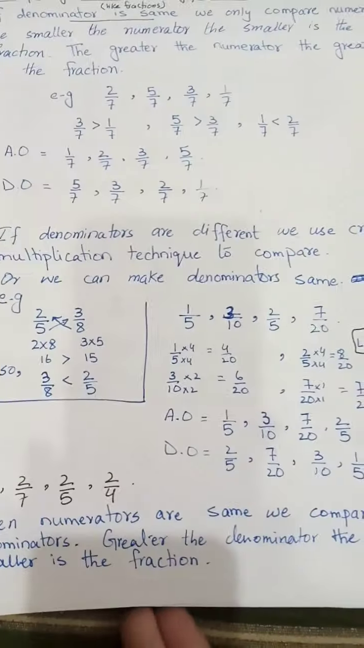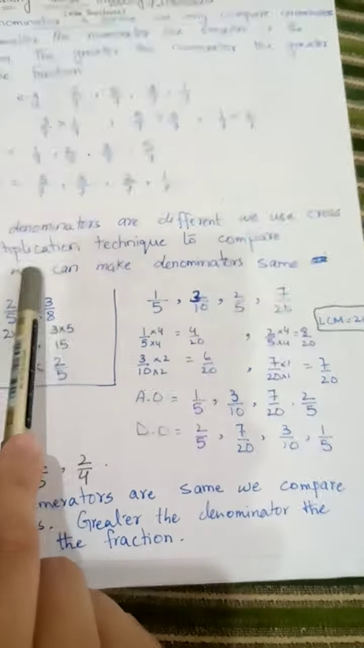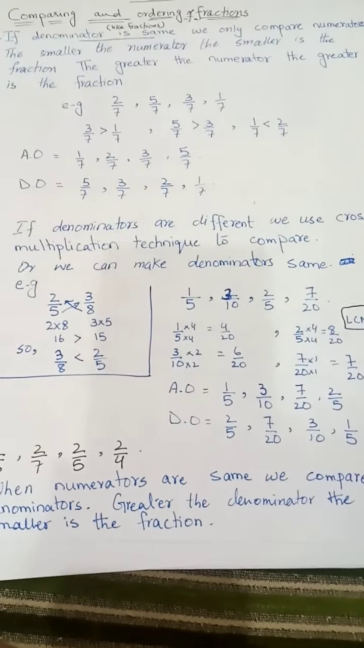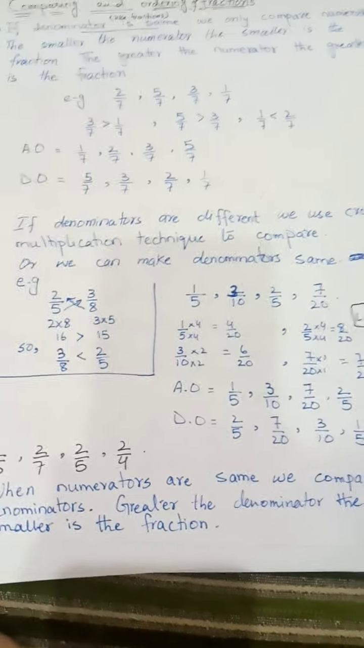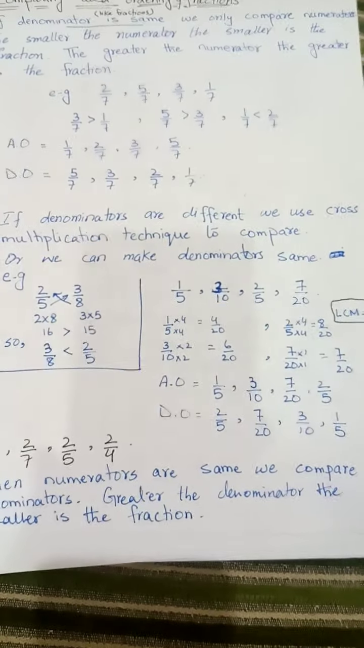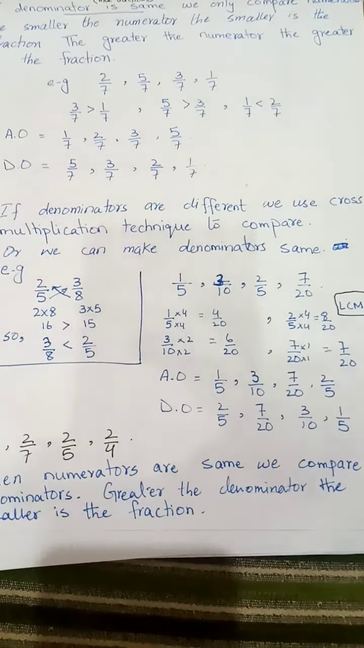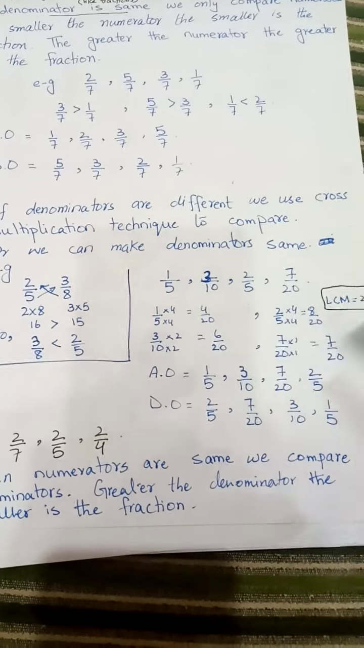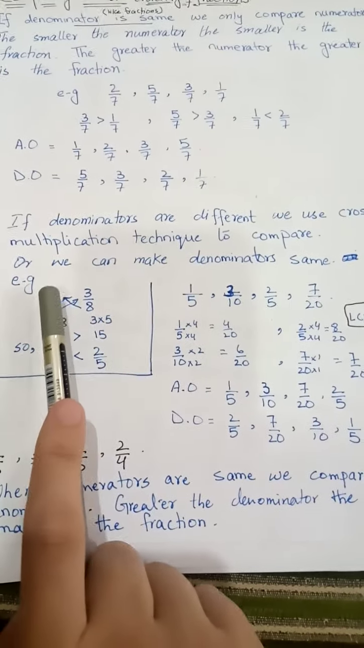The other case is if denominators are different. Then we can use the cross multiplication technique to compare two fractions. And for ascending and descending order, we can use the LCM method. We find the LCM, and multiply the numerator and denominator to find the equivalent fractions, so that we can compare fractions with the same denominators. Firstly, let's discuss the cross multiplication method.